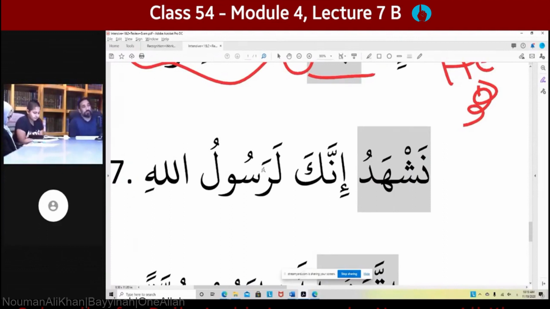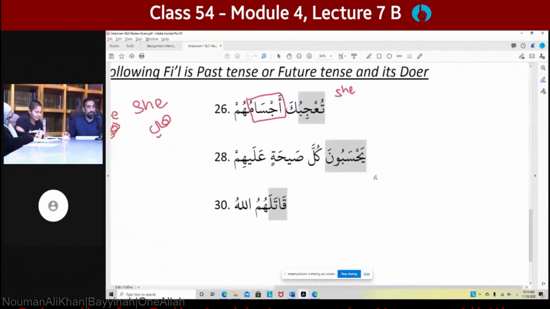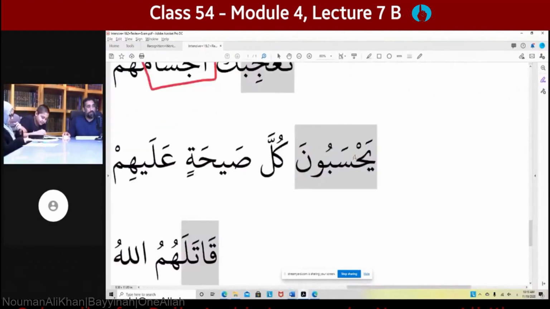Nashhadu is the present tense. It begins with noon, which means we testify. Should we look for an outside doer? No. Why not? Because it's not she or he. Okay. Never mind then. يحسبون كل صيحة عليهم.